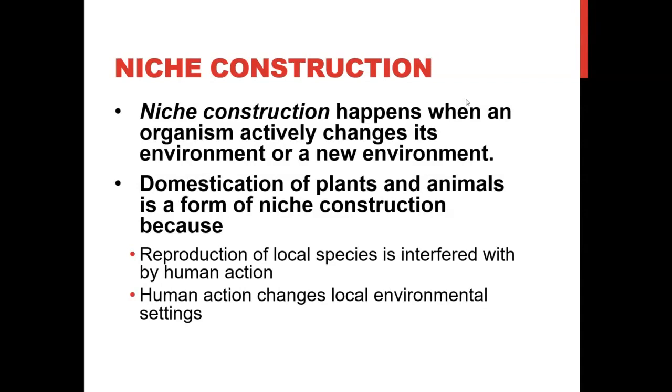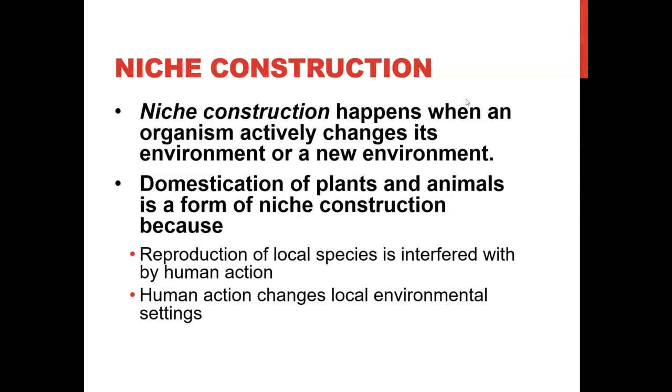An easy example for niche construction is a beaver, right? Or no, not even a beaver, a bird, right? A bird has to build a nest, right? You're modifying the physical environment. A beaver has to build a dam, modifying the physical environment. An ant creates an ant hill, whatever, right? These are examples of niche construction. Domestication of plants and animals is a human form of niche construction, right? So because humans are modifying their physical environment, domestication is a form of niche construction.